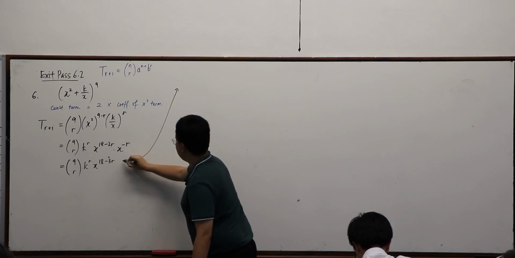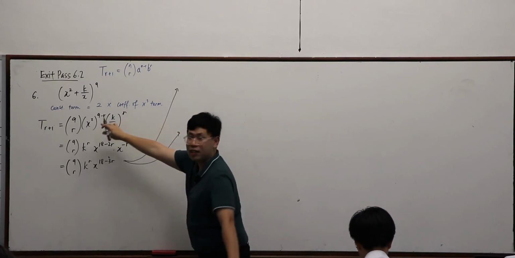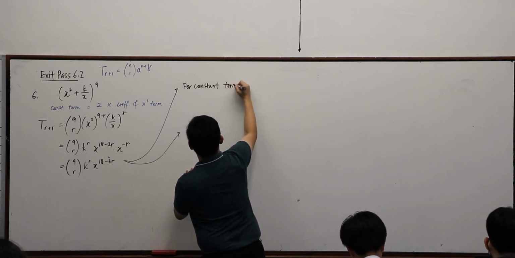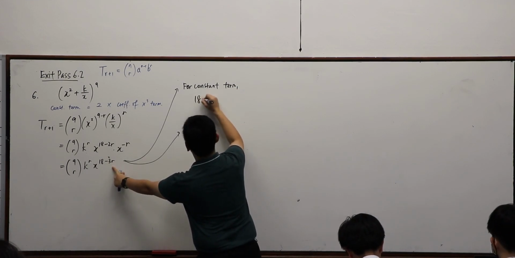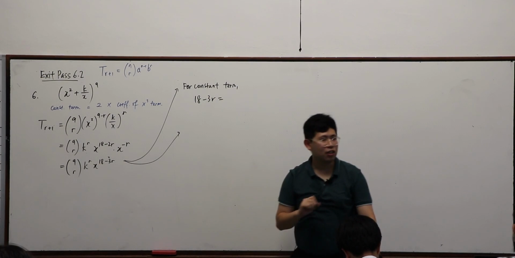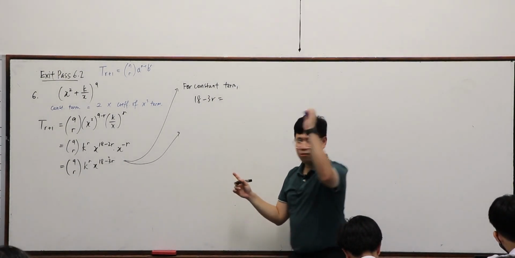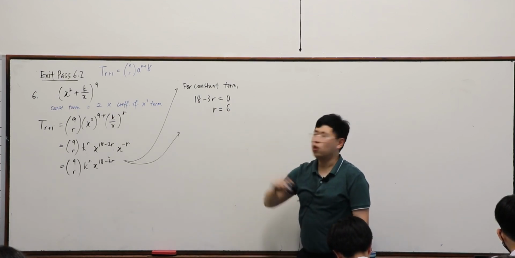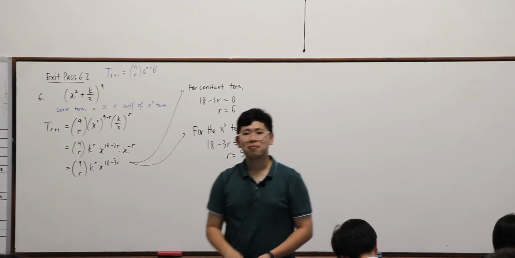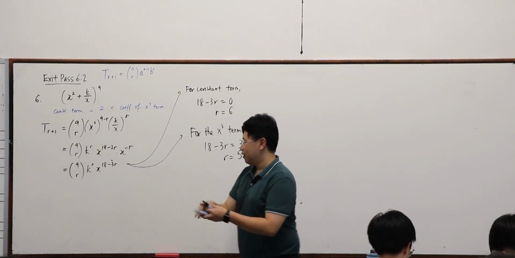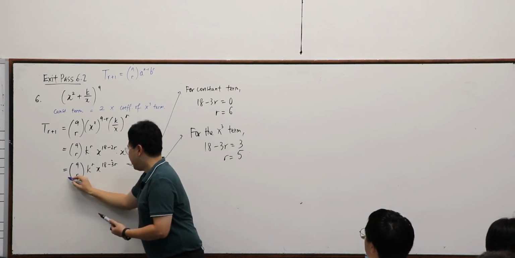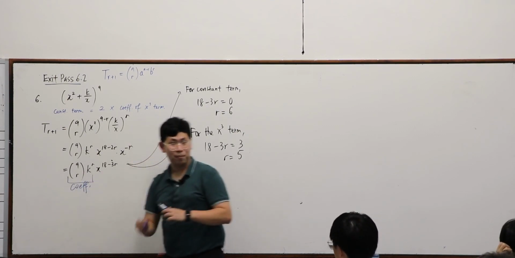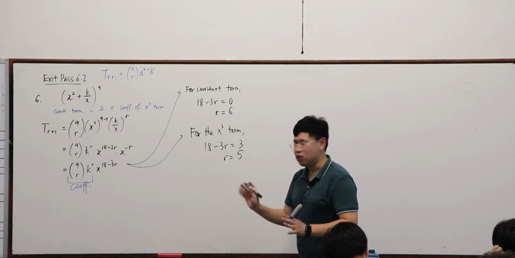From here we need to do two things. For the constant term, the power is equal to 0. So r is equal to 6. Okay, so let's find the coefficient of the constant term. This is the x part, and this is the coefficient. So we are only focusing on this coefficient. Now let us form the equation to solve for k.